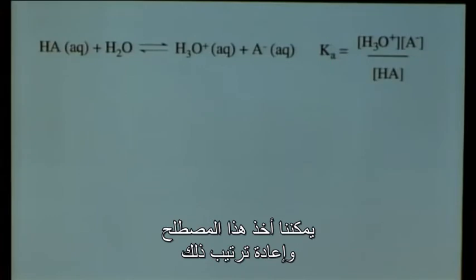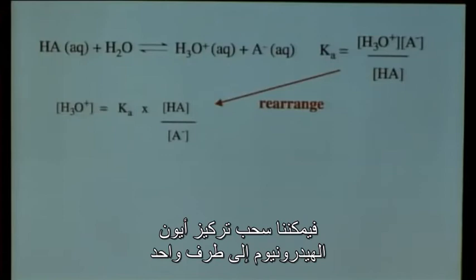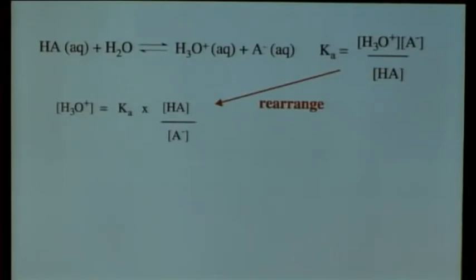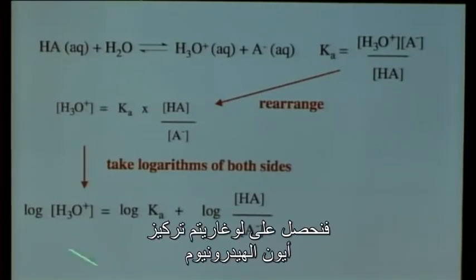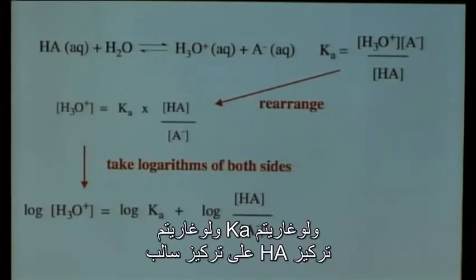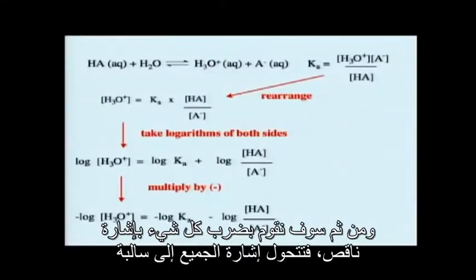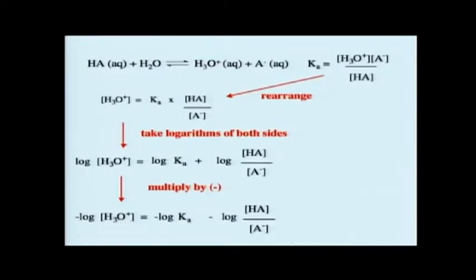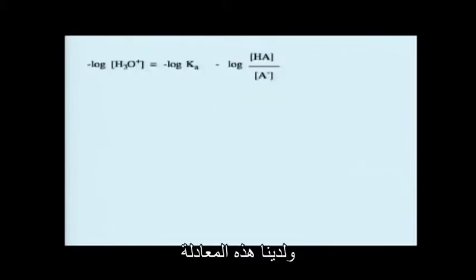And now we can take this term and rearrange it. So we can pull hydronium ion concentration over to one side. And now we're going to take the logs of both sides. So we get the log of hydronium ion concentration, the log of Ka, and the log of HA concentration over A minus concentration. And now we're going to multiply everything by a negative sign. So we have minus logs of things. And I'm just going to move this now up to the top of the screen. And we have this equation.